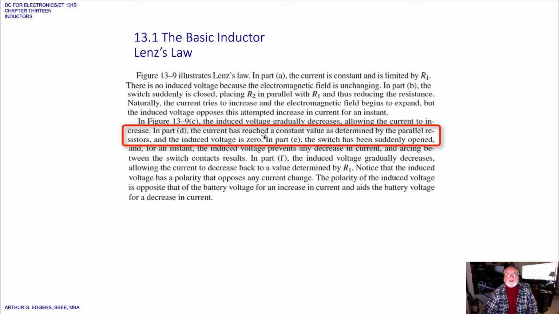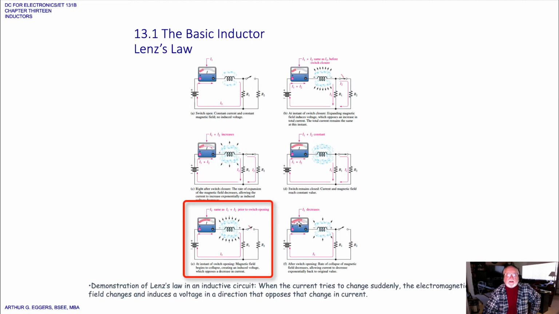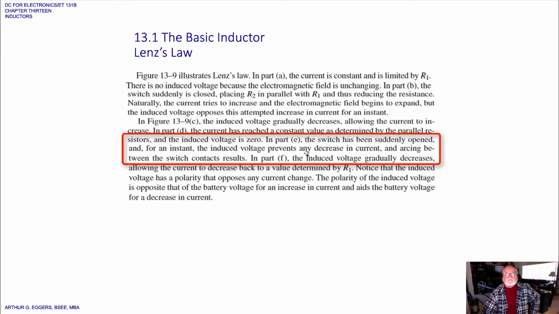Okay, so the current has reached a constant value as determined by the parallel resistors, and the induced voltage now is 0. In the next state, E, we're down here, at an instant when the switch is opening, the magnetic field then collapses, creating an induced voltage which opposes a decrease in current. Okay, so the switch has been suddenly opened, and for an instant the induced voltage prevents any decrease in the current, and arcing between the switch contacts results.